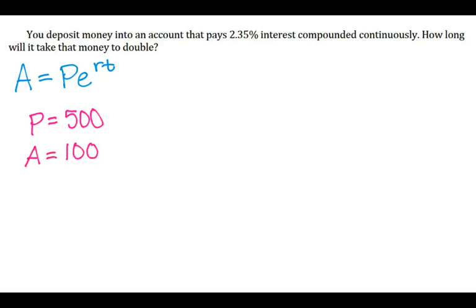So all I have is the fact that it is compounded continuously, which means I'm going to use Pert. So A equals P e to the rt. And I want to know how long it's going to take for that money to double. Well, I didn't actually give you an initial amount, so I am going to make it up. Let's say my initial amount is $500. I want to figure out the time it's going to take for that to double, so that means my final amount is 2 times that, so 1,000. I'm going to go ahead and use those values to set up my formula.